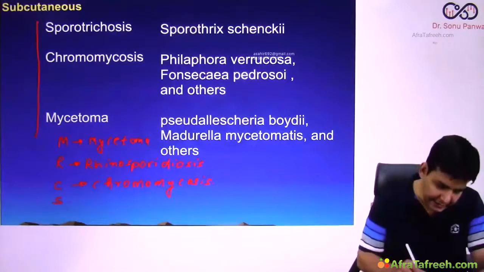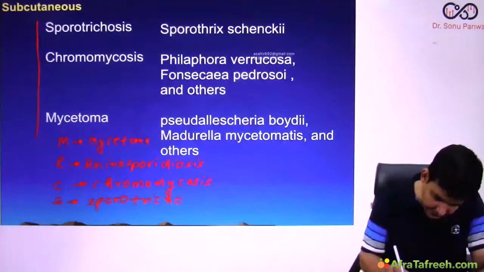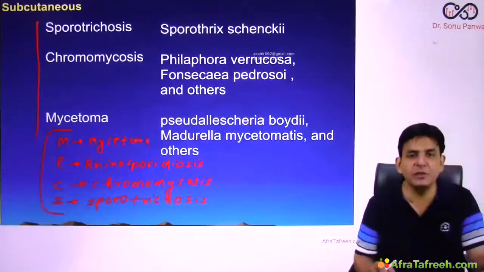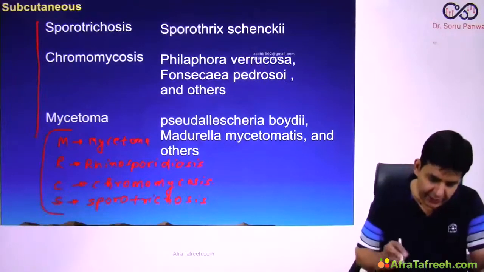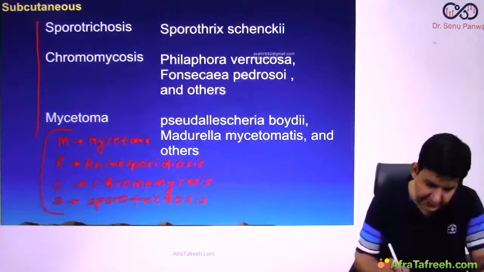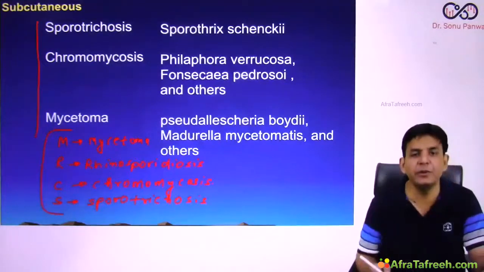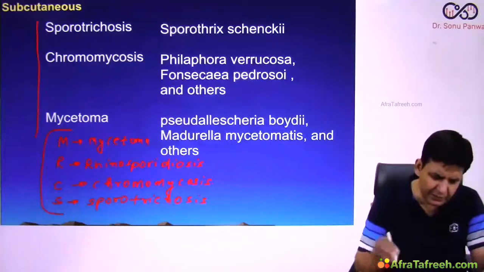And S is sporotrichosis. Okay, sporotrichosis. So remember the subcutaneous ones you can remember by a mnemonic, that is MRCS. And what is there in the MRCS? In the MRCS you have mycetoma, rhinosporidiosis, chromomycosis and sporotrichosis. Okay, these are the examples of them.